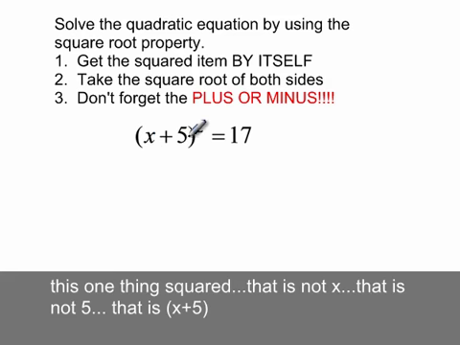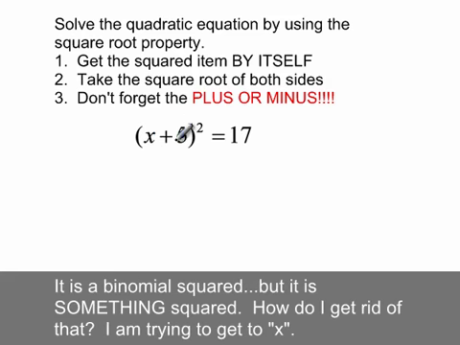That is not x. That is not 5. That is x plus 5. It's a binomial squared, but it's something squared. How do I get rid of that? I don't want something squared. It's confusing me. I'm trying to get to x.